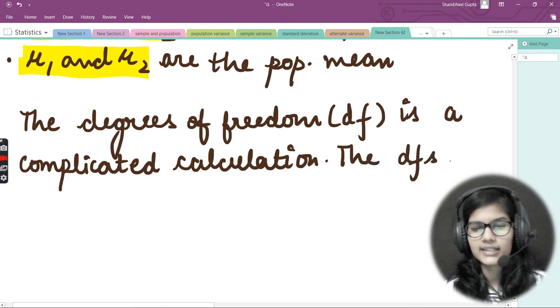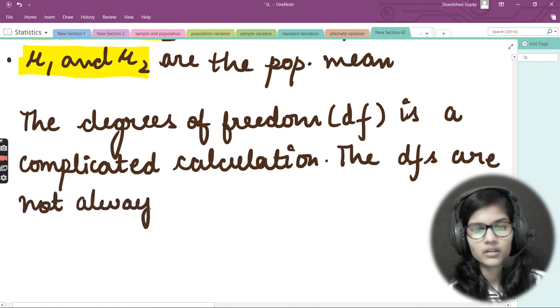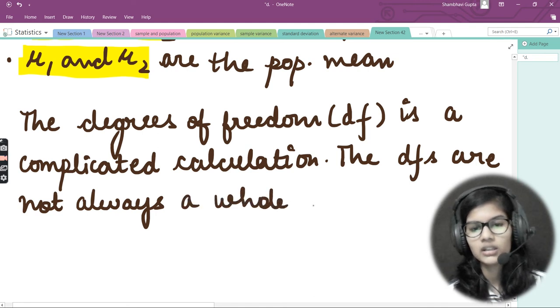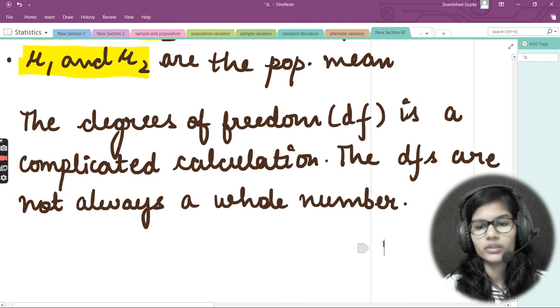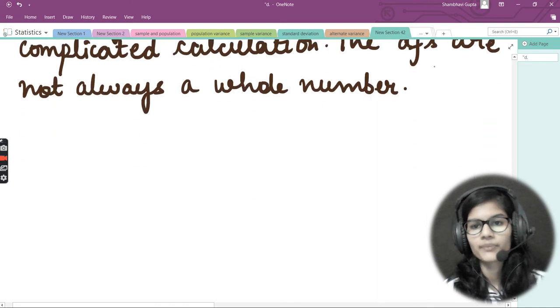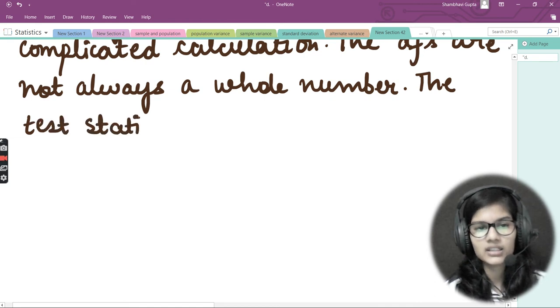I would write that the DFs are not always a whole number. Okay, so DFs are not always a whole number. Let me come down here. Okay, here goes the test statistic, that is, I'm referring to the t-score. Let me write that t-score in brackets.